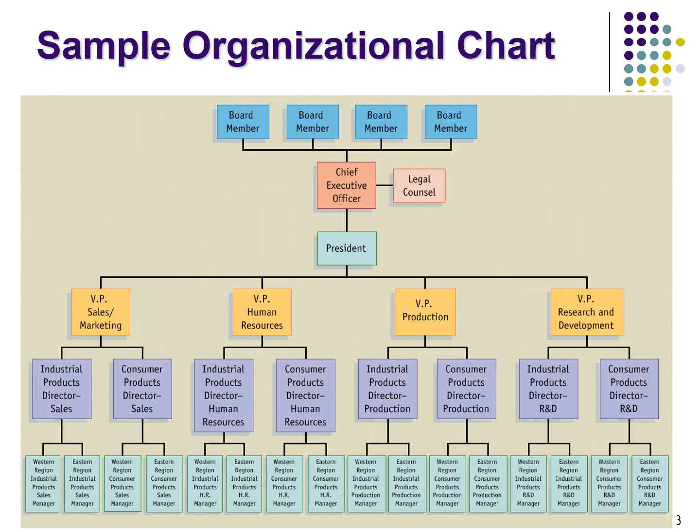So this is an example of a fairly straightforward and simple organizational chart. There are board members at the top that feed into the chief executive officer. Off to the side is legal counsel. Underneath the chief executive officer is the president. Underneath the president are four vice presidents. And each of those vice presidents, one of sales and marketing, one of human resources, one of production, and one of research and development, has departments under them.